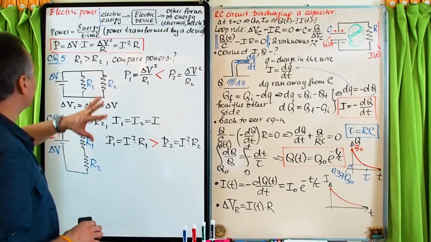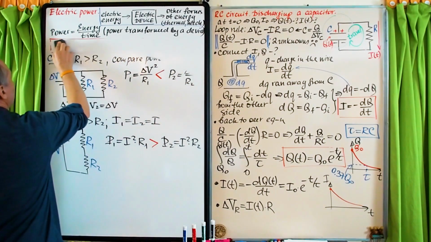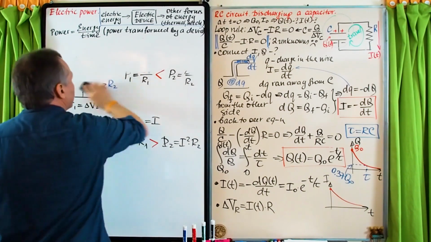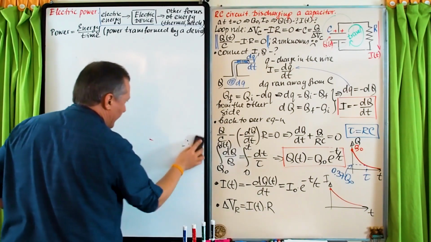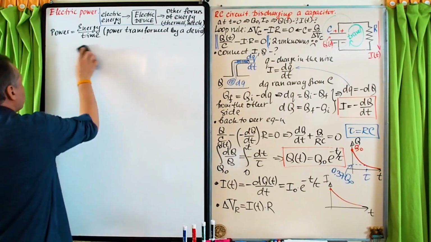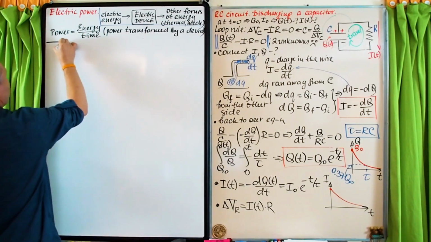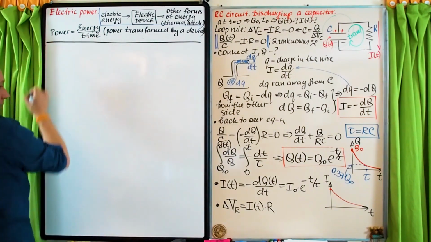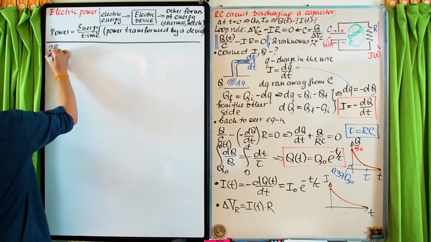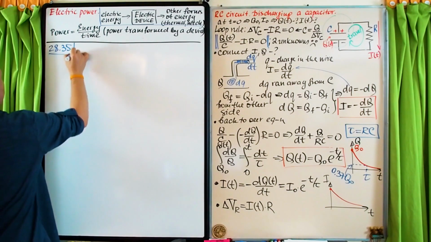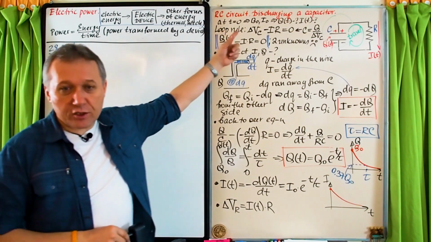Okay, so I think I need to erase this because I need that space for problems. So problem 35. Okay, I want to save that heading. Chapter 28 and problem 35. So we have an RC circuit discharging in this case.